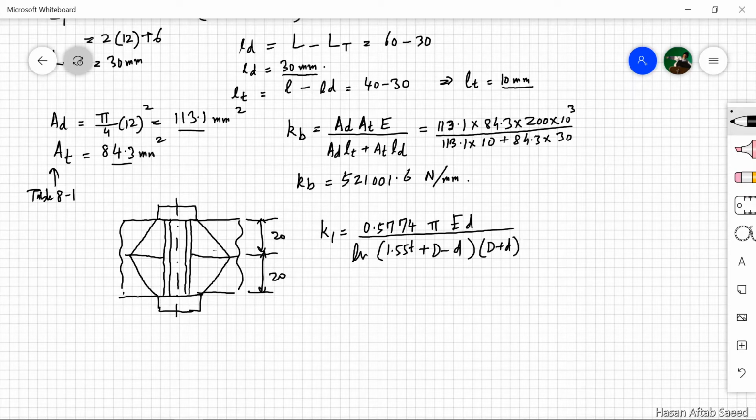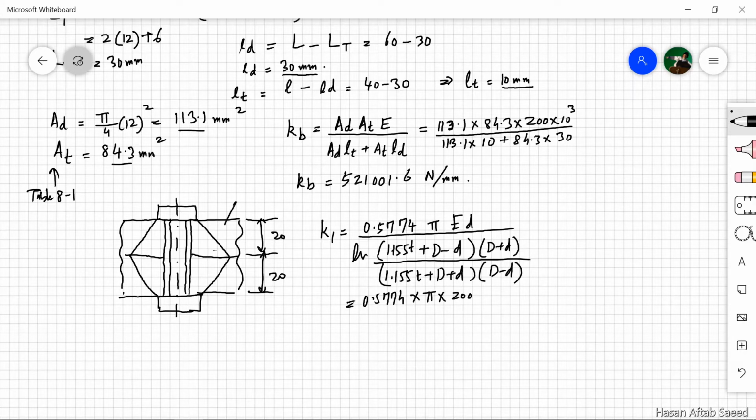Slightly tedious part of the problem, but there's nothing difficult about it. Maybe slightly boring, but not difficult. Now put in the values. 0.5774 into pi.